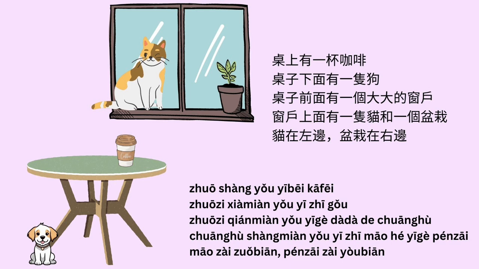桌子前面有一个大大的窗户。桌子前面 in front of the desk 有一个大大的窗户。There's a big window. 窗户上面有一只猫和一个盆栽。On the window, there's a cat and a potted plant. 猫在左边 the cat is on the left. 盆栽在右边 the potted plant is on the right.